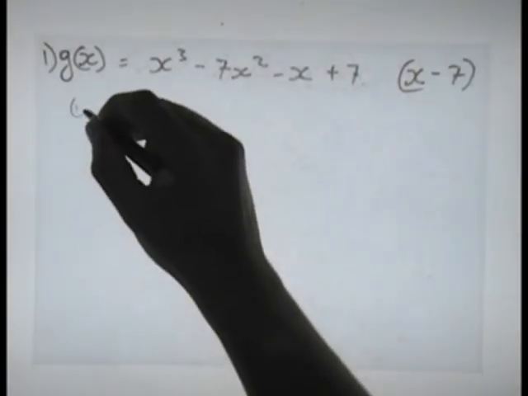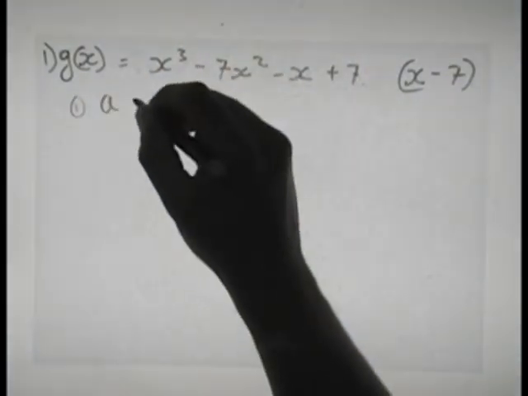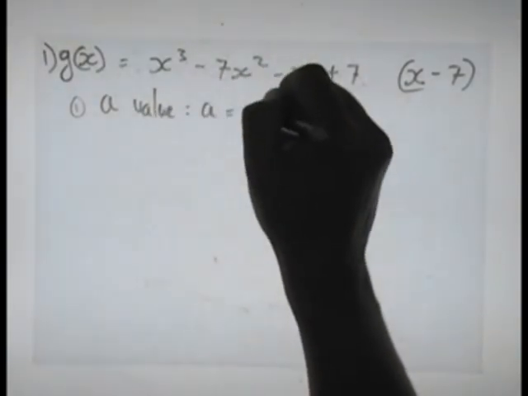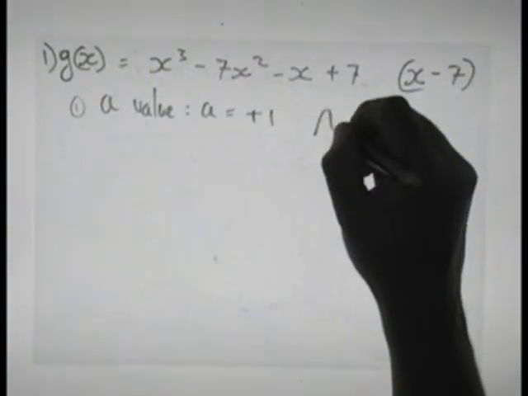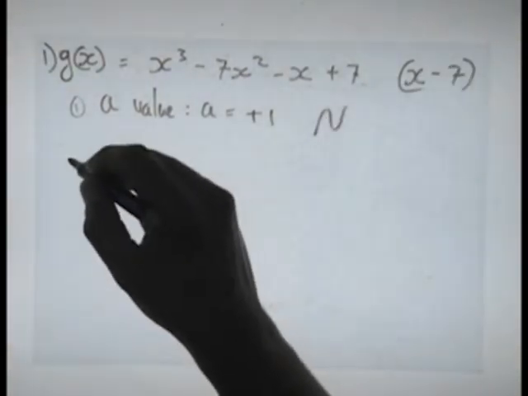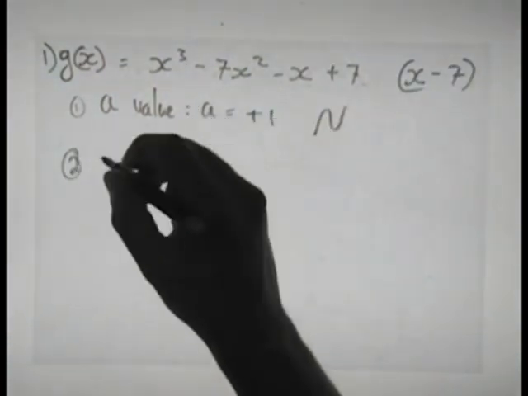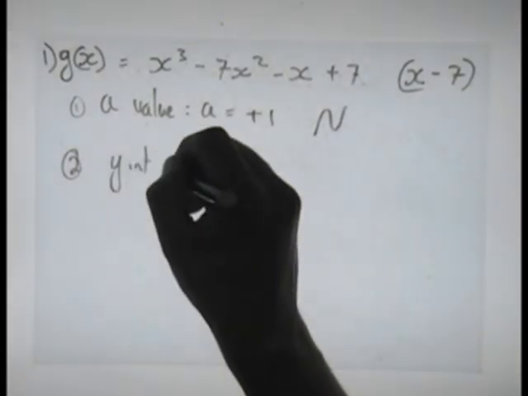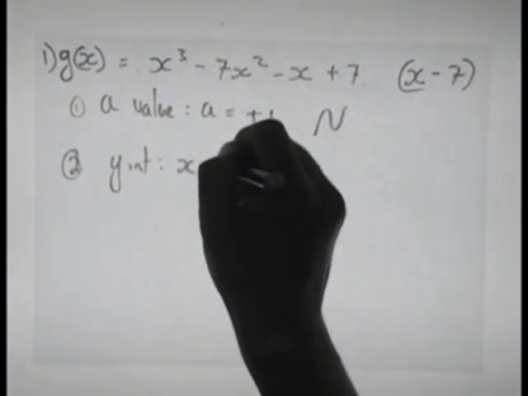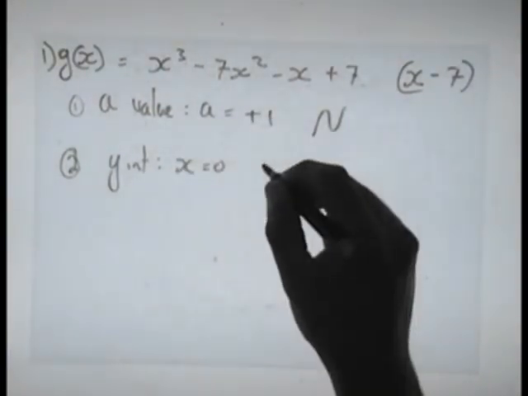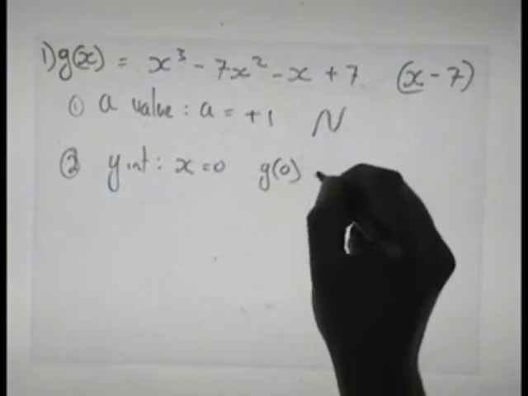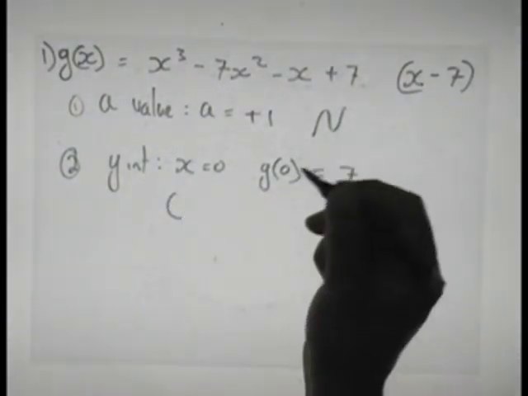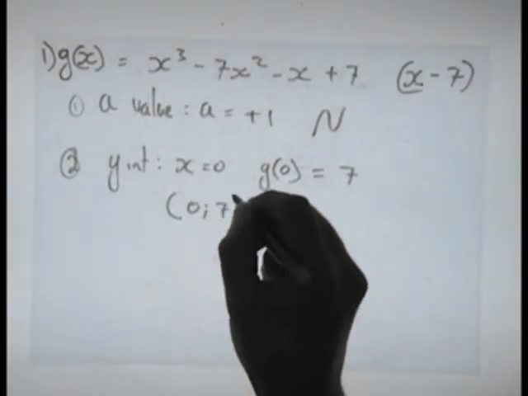The first thing that we do with graph sketching is we look at our a value. In this case, a is equal to positive 1, which means that the graph has the N shape. Second step, we look at our y-intercept, which happens when x is equal to 0. Hence we are looking for g of 0, which is going to equal 7. That means our y-intercept is (0, 7).